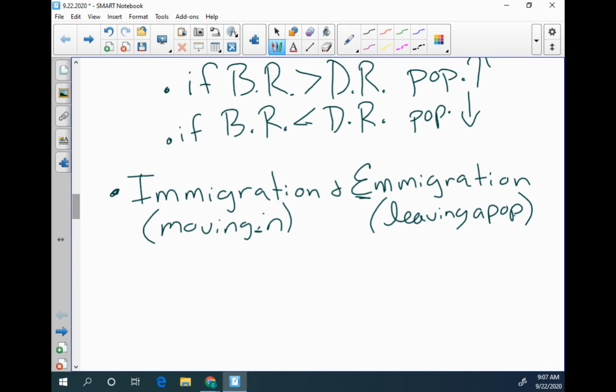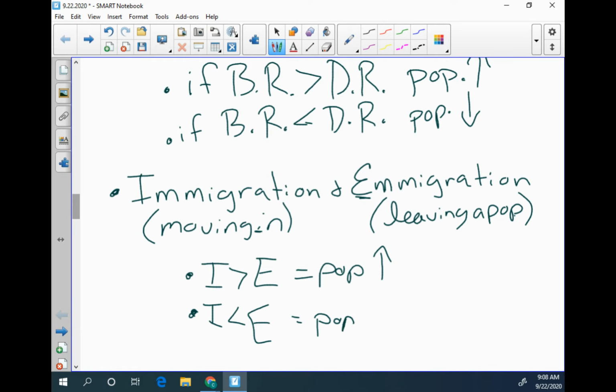So if birth rates are stable, if immigration is greater than emigration, the population will increase. But if immigration is smaller than emigration, the population will decrease. If more organisms are moving into a population than leaving, the population will grow. And if more individuals are leaving a population than entering, it will shrink.